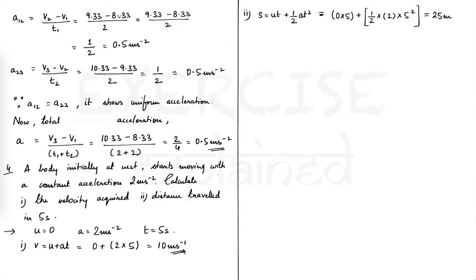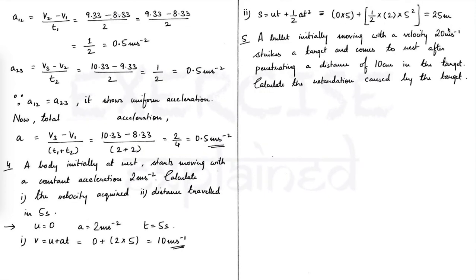Now we need to find the distance traveled. For that, I would be using s is equal to ut plus half at square. I substitute the values. u is 0 into t is 5, plus half into a is 2 into t square is 5 square. 2 and 2 cancel. 5 square is 25. So we get the distance traveled in 5 seconds as 25 meters.